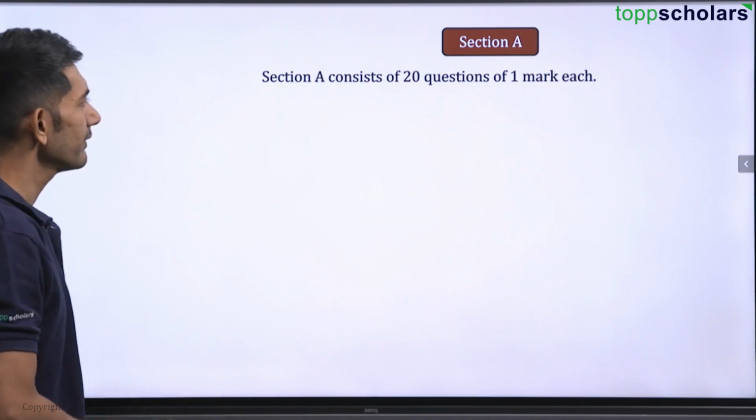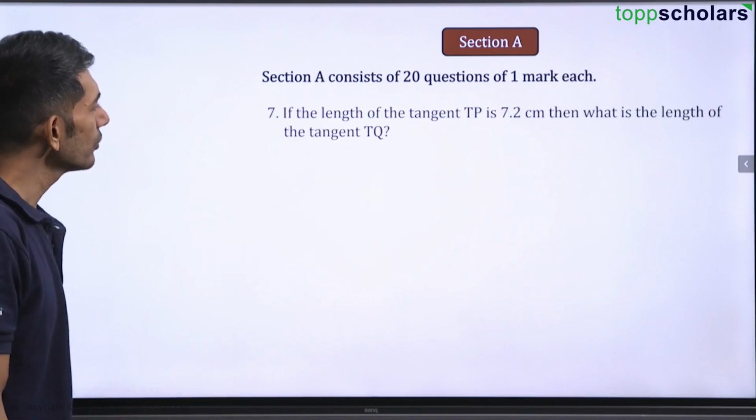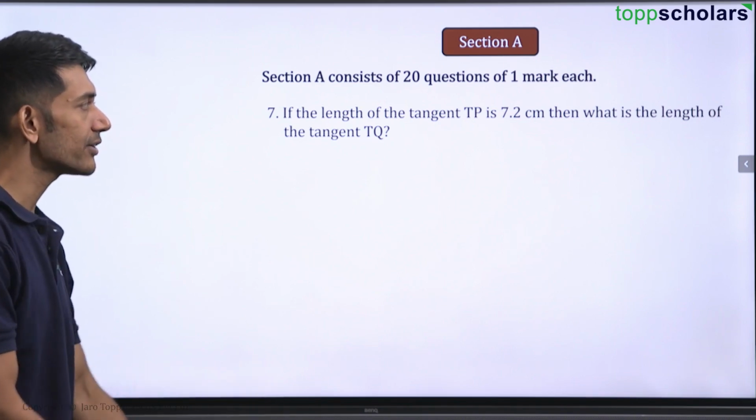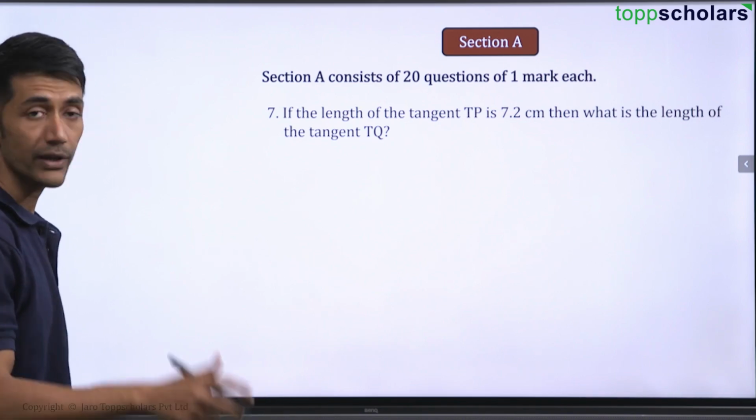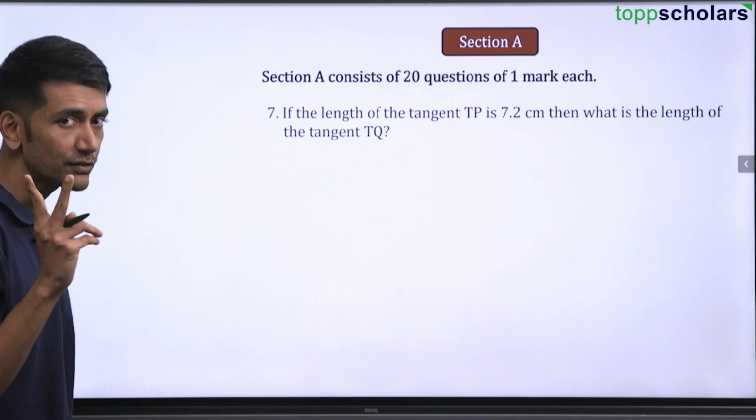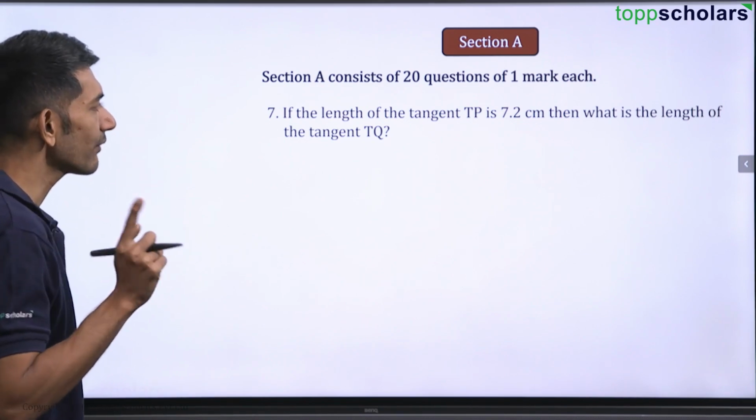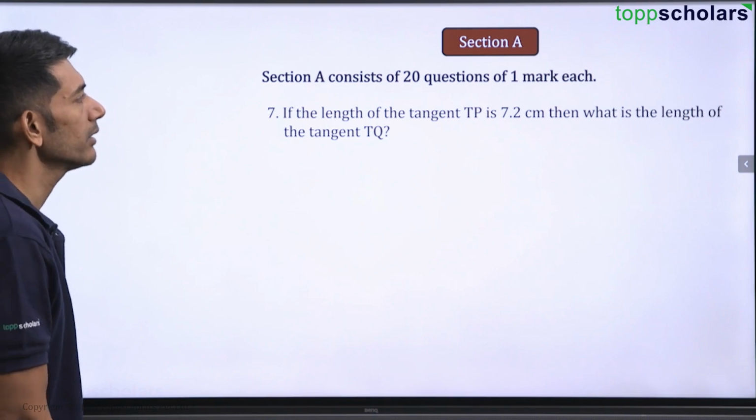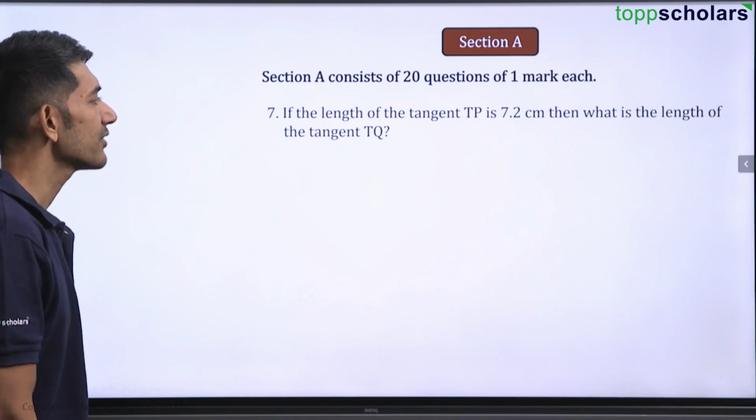Perfect. Shall we continue further? Yes. So it is given that if the length of the tangent TP is 7.2 centimeter, you can see that second question of circle is asked in this. So if the length of the tangent TP is 7.2 centimeter, then what is the length of the tangent TQ?